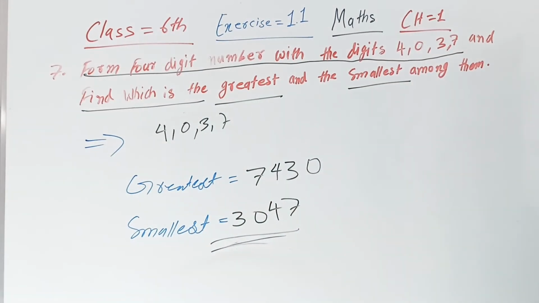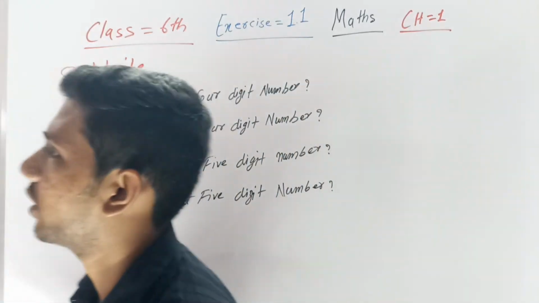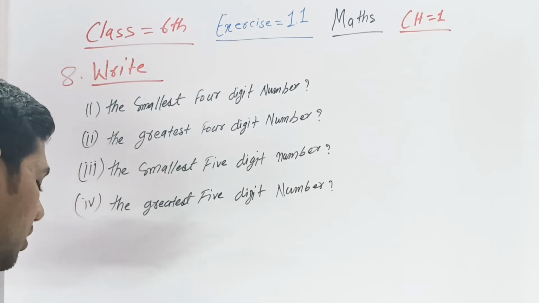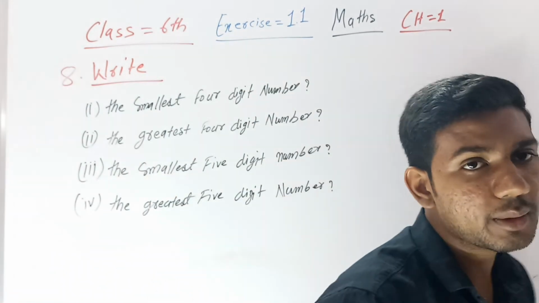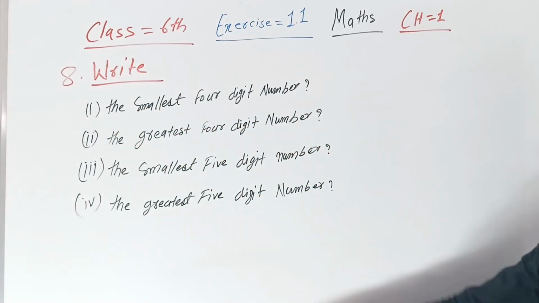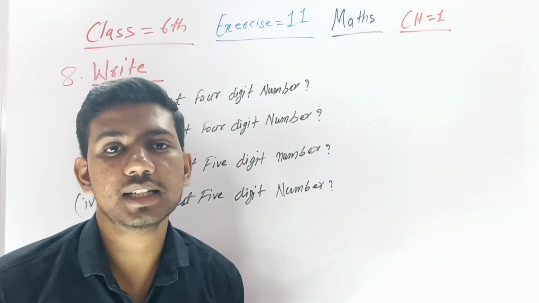Now let's move to question number 8. Okay, so let's talk about the 8th one. Let's see question number 1 of the 8th one. It says: the smallest 4-digit number. It means we have to write the smallest 4-digit number. Can you tell me what the smallest 4-digit number is?